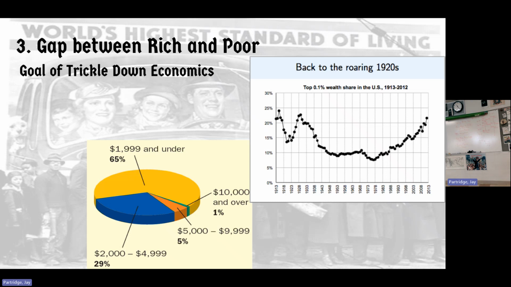And that's where you get, this is an income pie. And it's actually not a very good chart. But it has 65% of the population made less than $2,000 a year. Now, multiply that by about 20, and it's in today's dollars. And you can't do an apples and oranges comparison just because we have different expectations of money now. But still, that's pretty low. But add one thing about the goal of trickle-down economics.